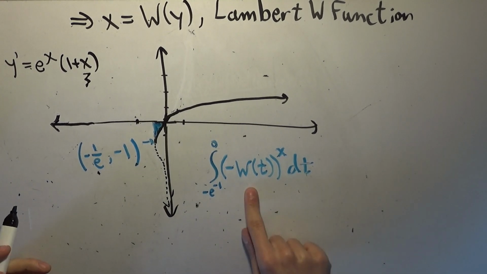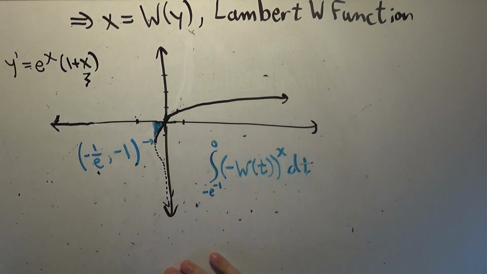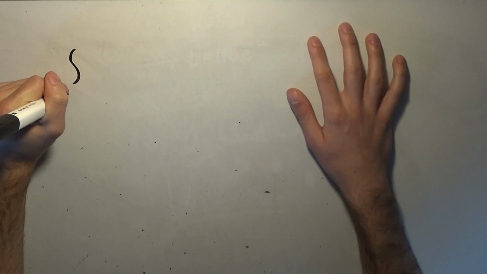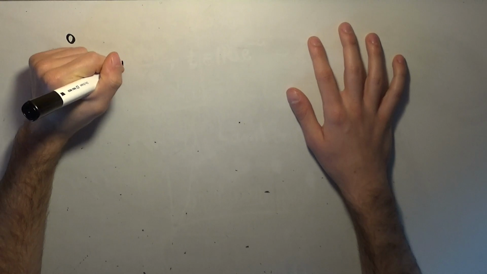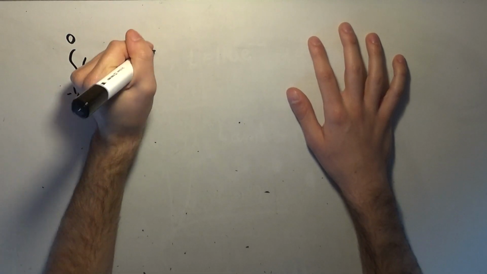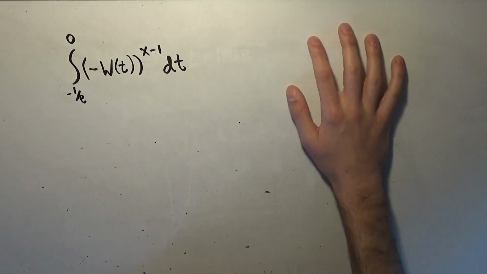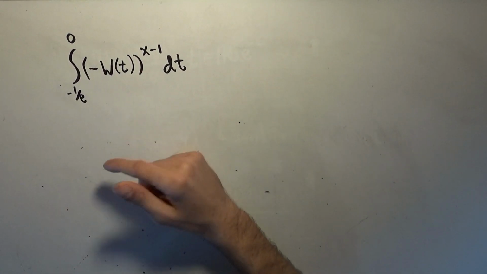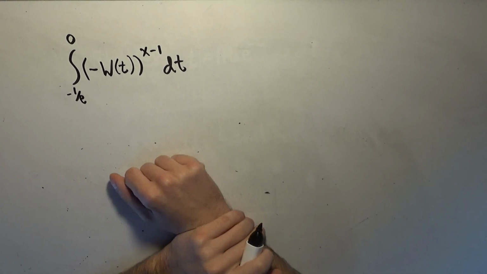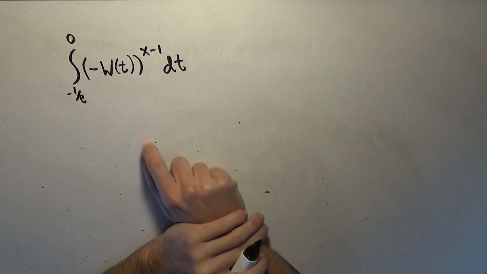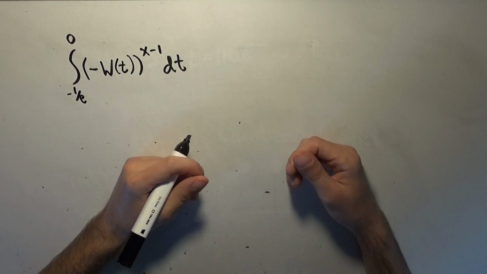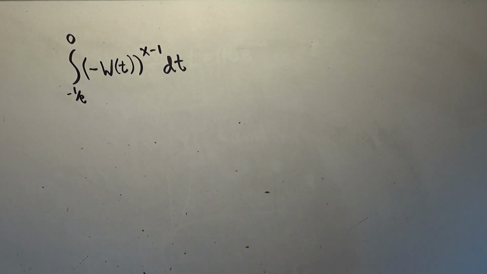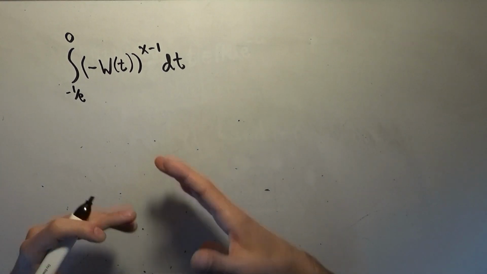So let's take a look at this integral now, because now that we understand what's going on, we can attack this problem. The integral that we want to consider is from negative 1 over e to 0 of negative w of t to the power of x minus 1 dt. Before I said to the x power, what I meant to say was to the x minus 1 power for convenience later down the line, and that may clue you in on what type of function we should expect to see popping up just by virtue of knowing about special functions. But we're just going to go with the flow for right now.